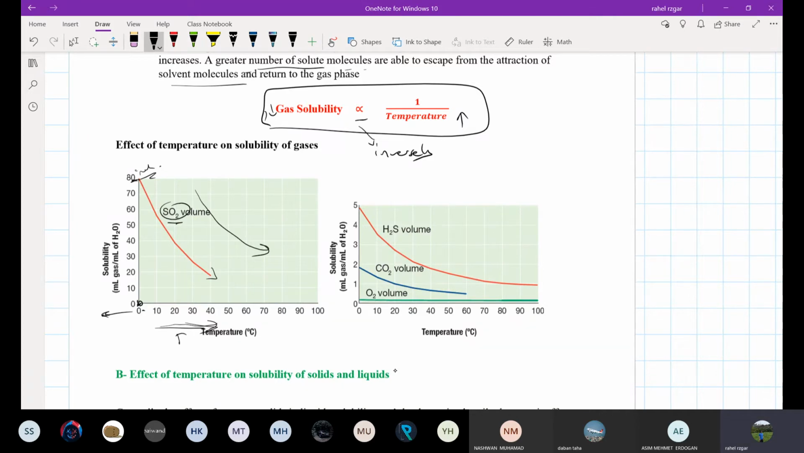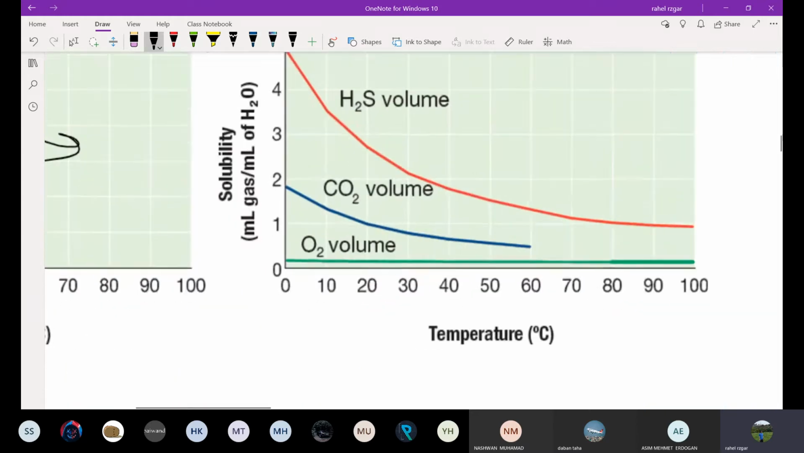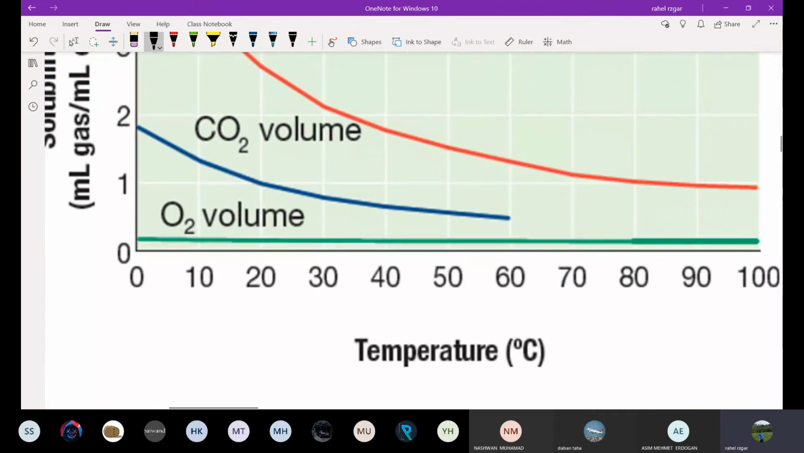As temperature is increasing, the solubility of these gases is decreasing. For oxygen, the amount is so small, the solubility of oxygen is so small, that you cannot see the change clearly on the scale. But if you pay attention very closely, there's a slight change. See, it starts from here. Look, it's going down as temperature increases.